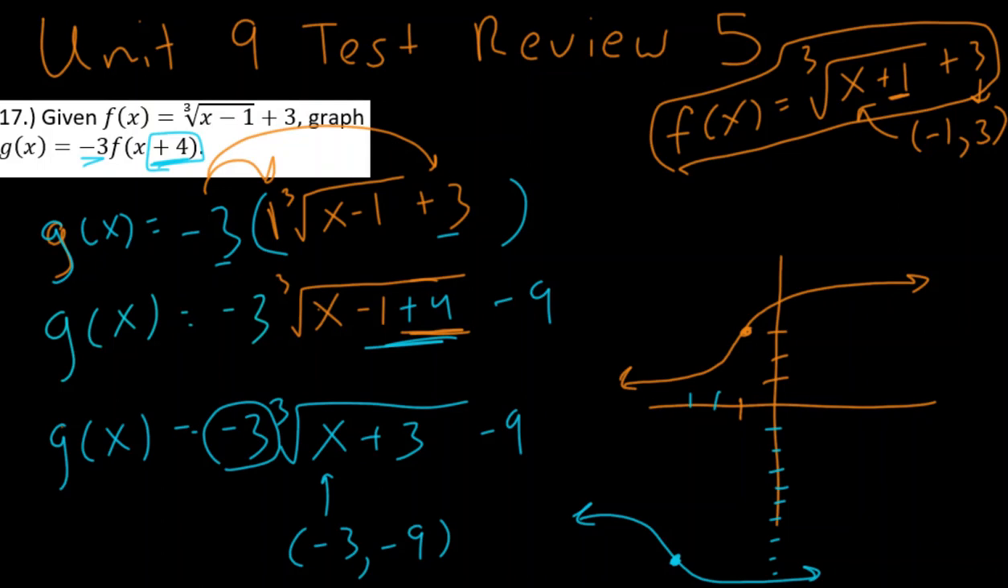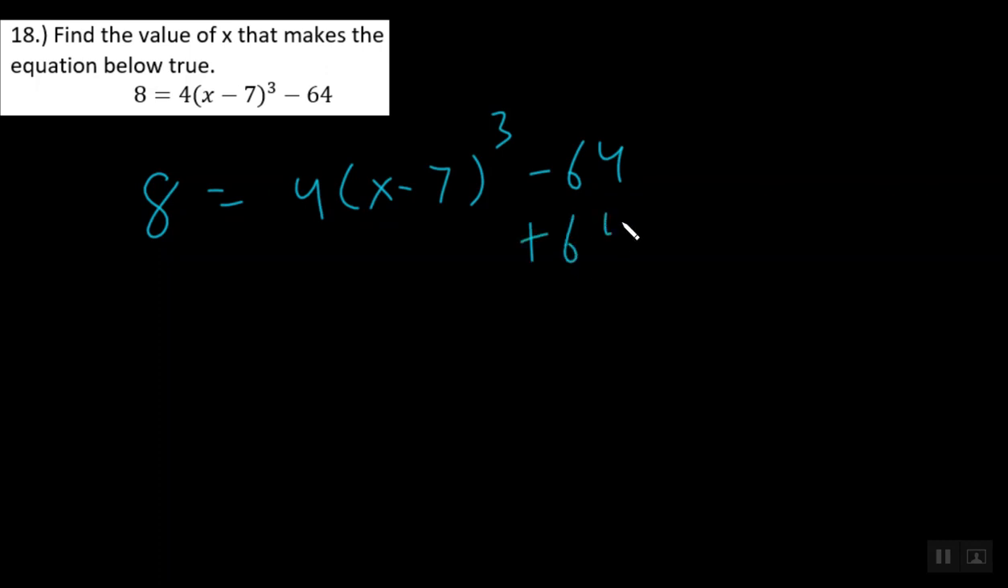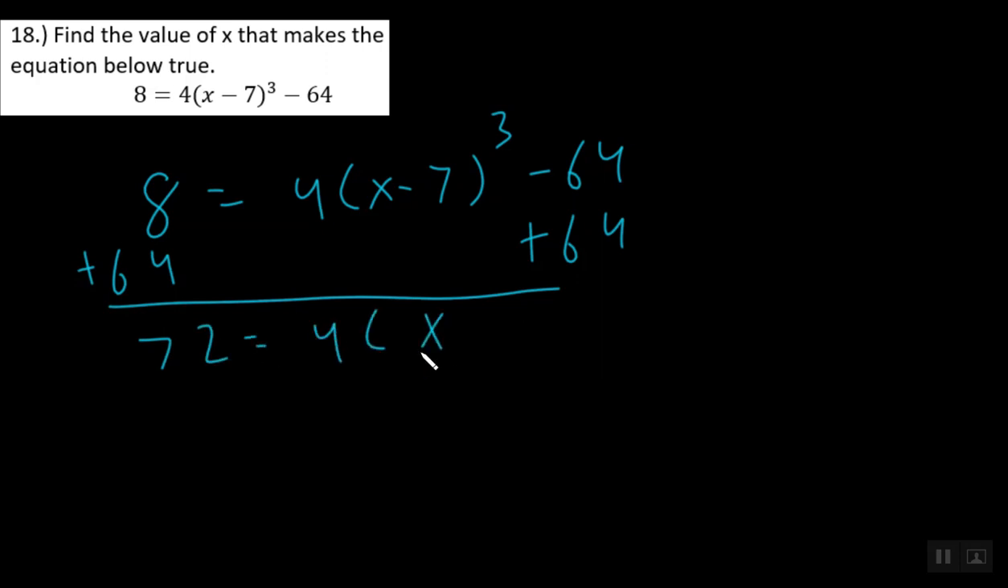Okay. Let's go ahead to our problem number 18. Okay, problem 18 says, simplify, what value of x makes the equation below true? And let's just fly through this one. Alright, 4 times (x minus 7) cubed minus 64. We of course start with easy things. The opposite of minus 64 is plus 64, plus 64, which of course will give us 72 is equal to 4 parentheses x minus 7 cubed.